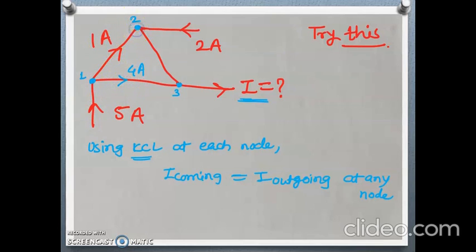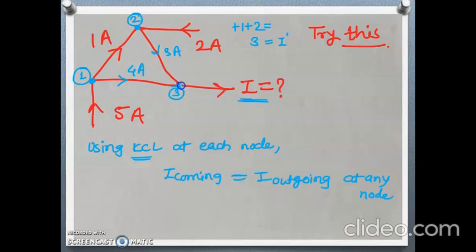Now see at node 2, apply KCL here also. At this point, 1 ampere is incoming, and 2 ampere is also incoming, so positive 1 and positive 2, and the outgoing will be this current. So 1 plus 2 is 3, and 3 will be outgoing. So this will be the 3 ampere, because 1 is coming, 2 is also coming, so the current leaving this node will be 3 ampere, the sum of these two.